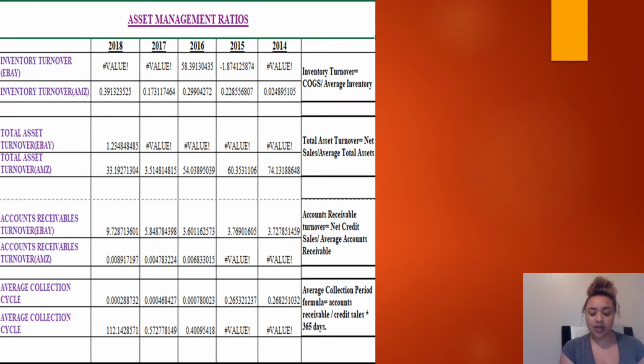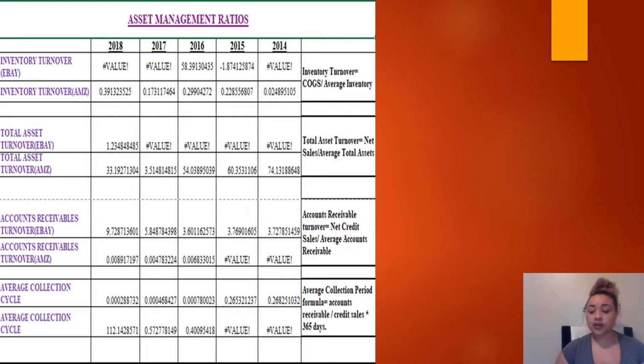The asset turnover ratio is an efficiency ratio that compares the company's ability to generate sales from its assets by comparing the net sales with the average of total assets. This ratio measures how efficiently the firm uses its assets to generate sales, so a higher ratio is always going to be more favorable in this instance.